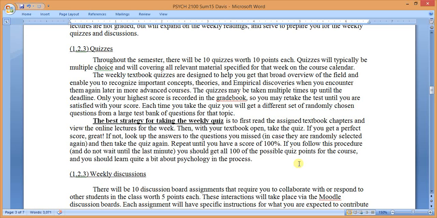So the strategy here is to take the quiz. First read the textbook, view the online lectures, then take the quiz. Don't spend all of your time looking up the answers because you won't have enough time to look up the answers to every single question. Once the quiz is closed, if you get a perfect score, great. If not, look up the answers to the questions you got wrong. Write them down in your notes just in case those questions come up again. And then you can repeat the quiz until you are happy with the quiz grade that you get.